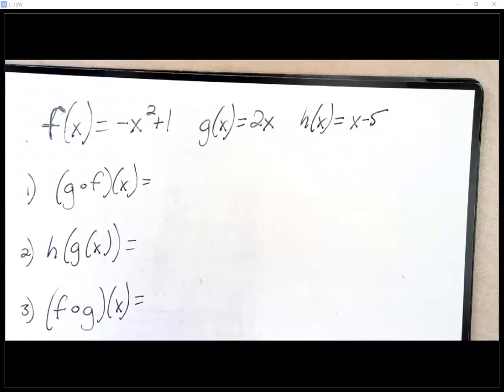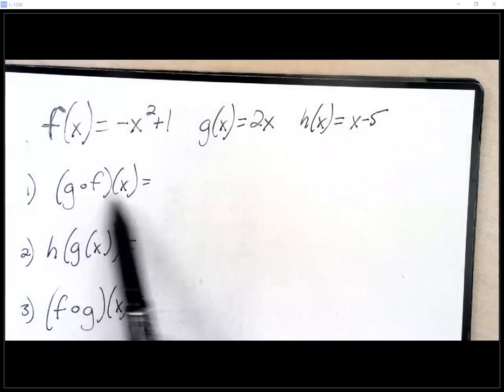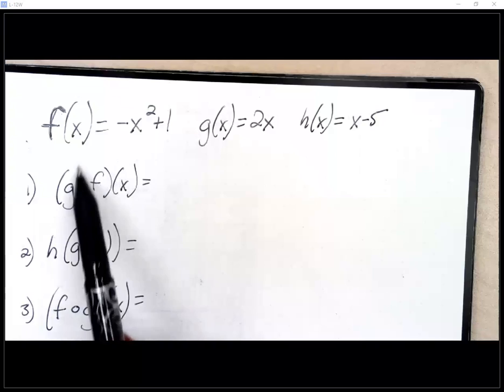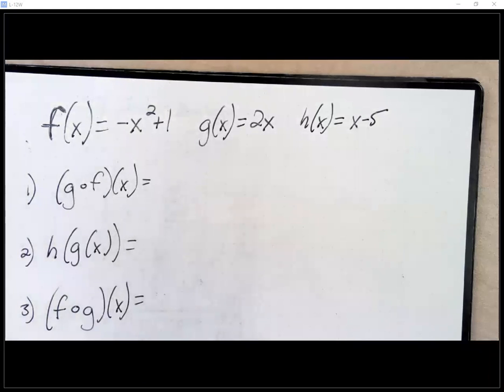So just to refresh your memory, if you have forgotten the notation in number 1, the way this is written, you always start with the function that's closest to the x. So you're going to take that f function and you put it into the g function. That's what number 1 means. Take everything that the f function is, bring it over to the g function, and in place of the variable in the g function, you're going to put in our negative x squared plus 1.